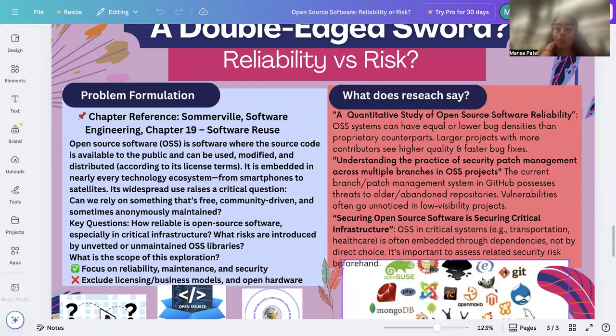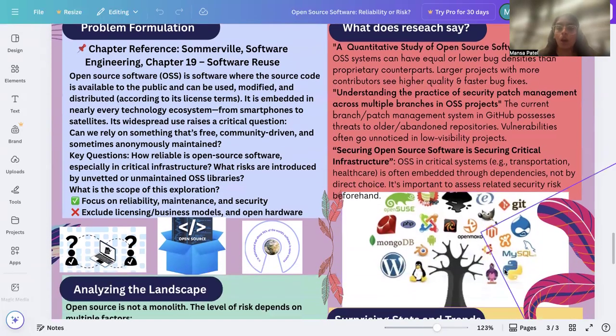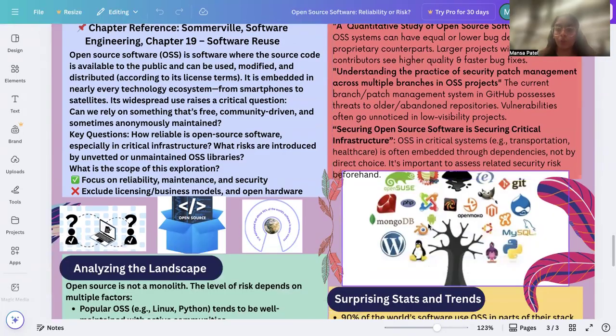The second was about understanding the practices of security patch management systems. It highlighted that some of the very old and abandoned repositories might not be updated enough, so they might have issues with the current branch and patch management system. That is another vulnerability, because some of these low visibility projects go unnoticed while their products might be used in other infrastructures.